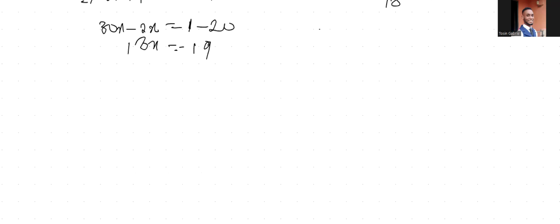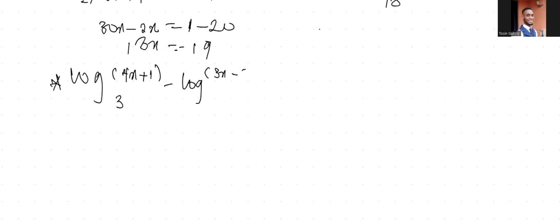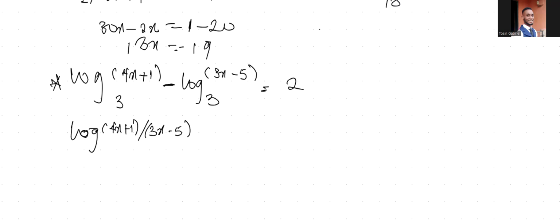All right, so let's say that you also have another example like this. Let's say you have log of 4x plus 1 in base 3. And now this one, we are given the base. So minus log of 3x minus 5, base 3, which is equal to 2. This is also a subtraction, so when you are combining the two logs together, it's going to be a division sign. So it's going to be log of 4x plus 1 divided by 3x minus 5, in base 3, which is equal to 2.